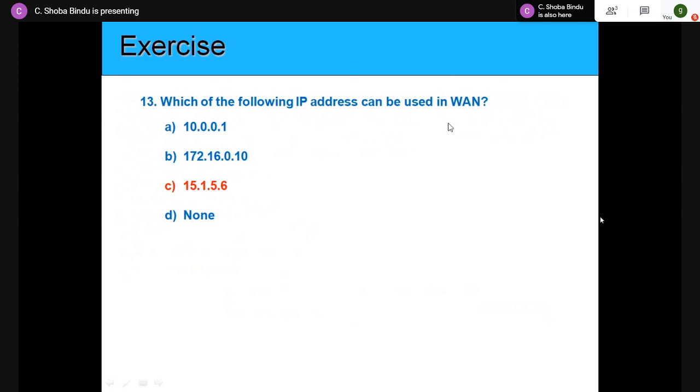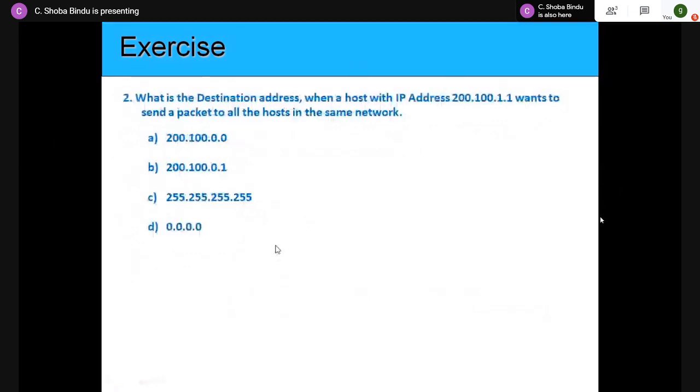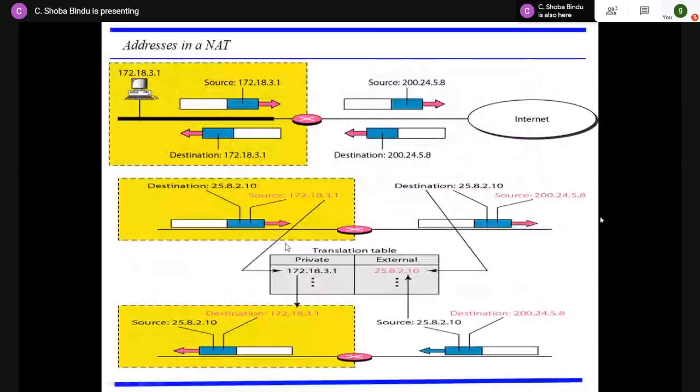The only public IP here is 15.1.5.6. You can check that by looking at these private IPs that are mentioned, the range of private IPs.